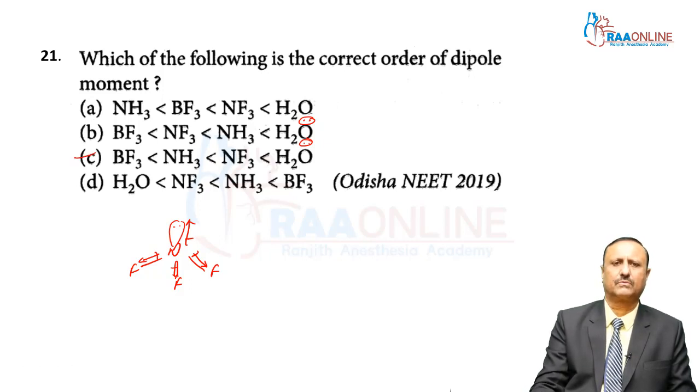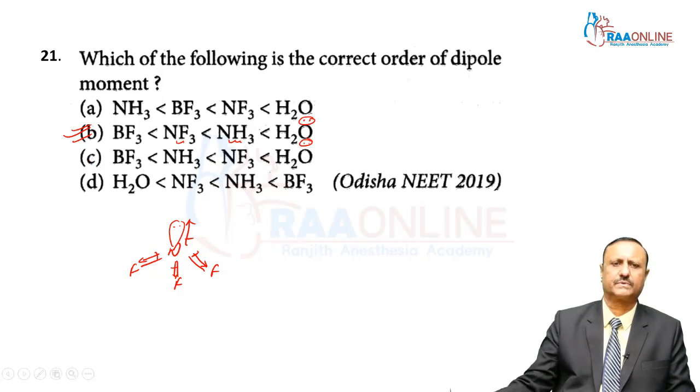So, you cannot go to NF3. You can go to question number 21, option is C. Option is not C, option is B. Option is B, because in B ammonia is greater than NF3. NF3 has 0 dipole moment. So, you can go to option B.